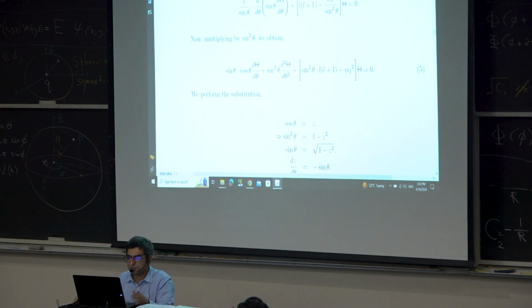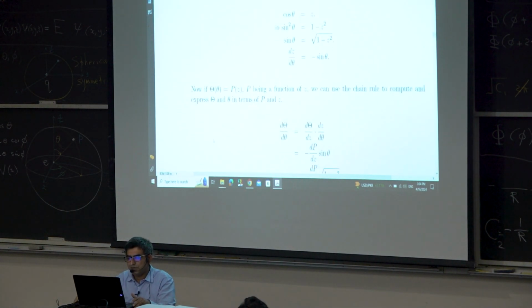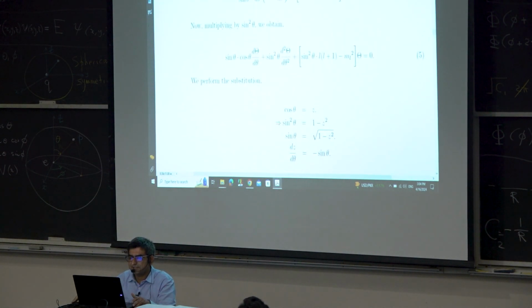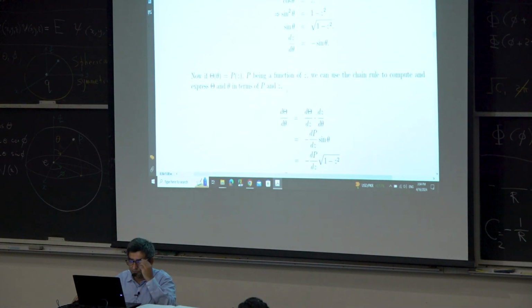Then I perform a substitution. I call cosine theta z, a new variable I introduce. Then sine square theta is this, dz by dt is this. All right. Now, how do I find this? This equation has d capital theta over d theta, so I want to express everything in terms of z. So I use the chain rule. I define capital theta to be equal to p. So theta, a function of small theta, I redefine as a function of z. That function is p. So I just do substitution with the chain rule.